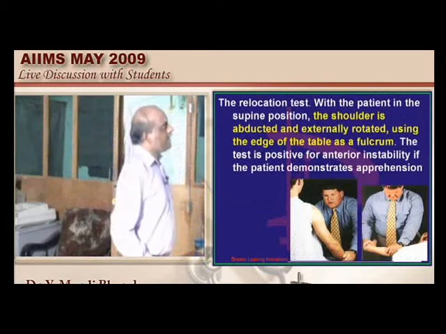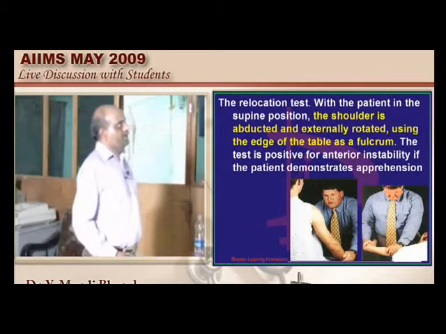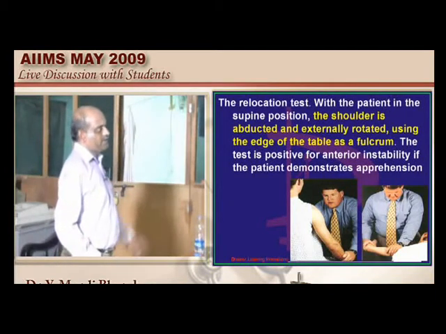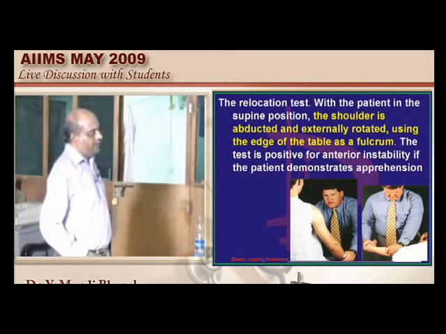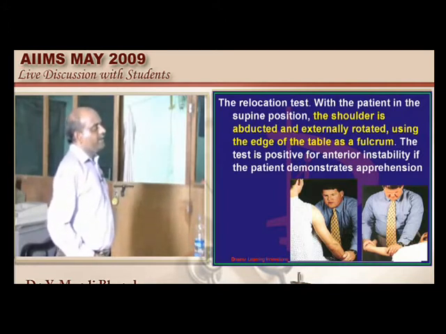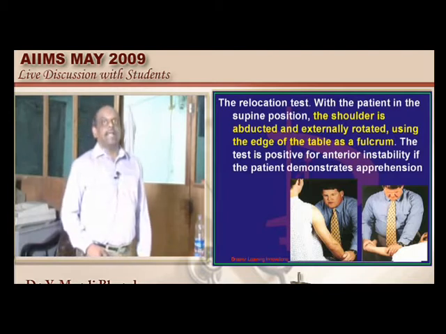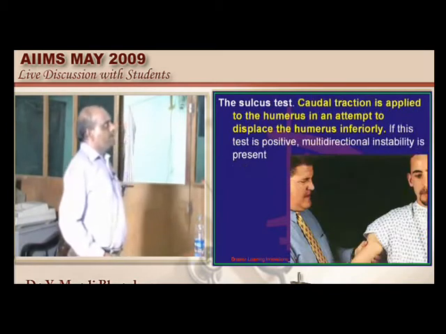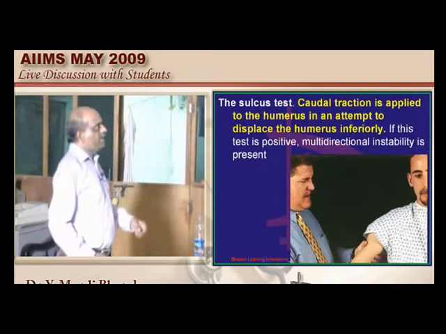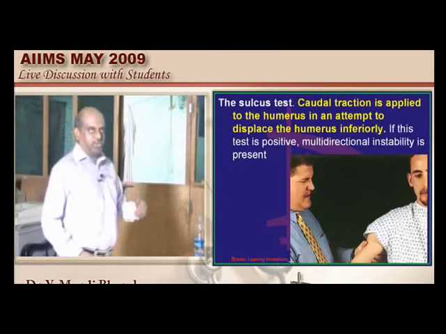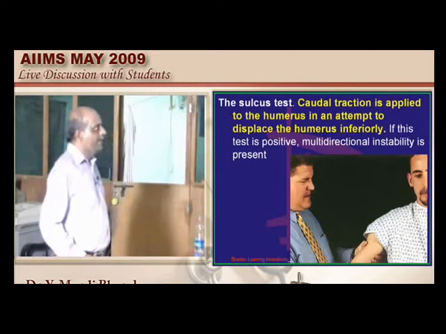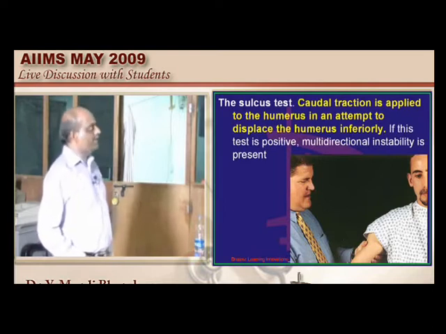We do a relocation test where the patient is in supine position, the shoulder is abducted and externally rotated using the edge of the table as the fulcrum, and if there is an anterior instability, there is an apprehension. Then similarly, if a caudal traction is applied to the humerus in an attempt to displace the humerus inferiorly, then apprehension will come. It is called sulcus test.